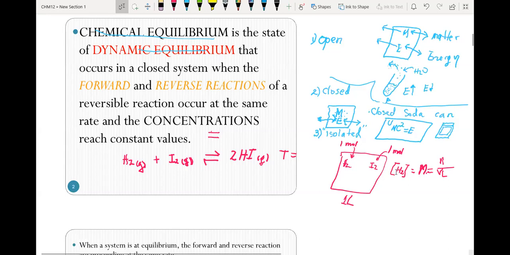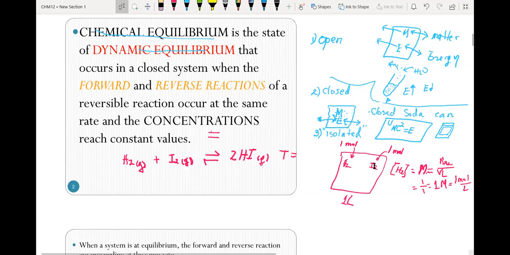So the molar concentration of H2 is the number of moles of H2 over total volume, which will be obviously 1 over 1. 1 mole over 1 liter. So the molar concentration is 1 molar, capital M, or you can say 1 mole per liter. That's the molar concentration of H2.